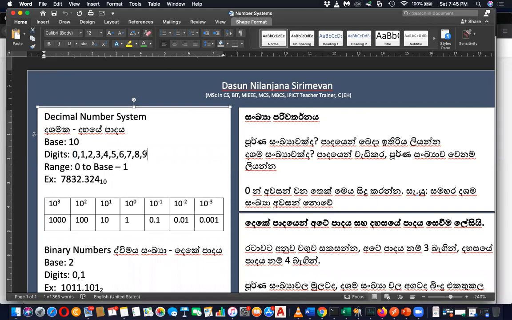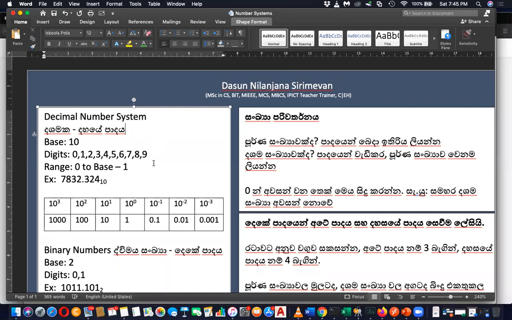The last digit is base minus 1. Base is 10, 10 minus 1 is 9. So these are the unique symbols: 0, 1, 2, 3, 4, 5, 6, 7, 8, 9. Why don't you have 10 here? If you use 10, it is not unique. Why? You are using 1 here, and you are using 0 again. So you can't use it like that. Anyway, in the base 10 number system, you have 10 digits, including 0, up to base minus 1. So the range is 0 to base minus 1. Okay, then.